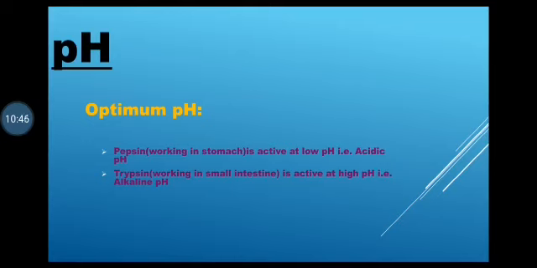So both of these enzymes are protein digesting enzymes, but they have different pH values. If trypsin is given acidic pH, it will not become active. Similarly, if pepsin is provided alkaline pH, it will not become active. So every enzyme has its own specific optimum pH value, and if there is a change in the value, the enzymatic activity is blocked completely.